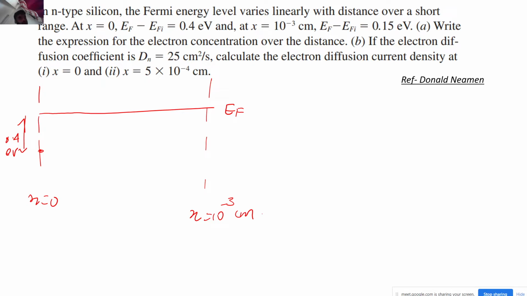No, not to you, Soham. I'm just asking the guys, if they have any input. Lakshmi Kanta or Kushagra or Pranjal, do you have any inputs? When do you think the Fermi level can change linearly with distance?